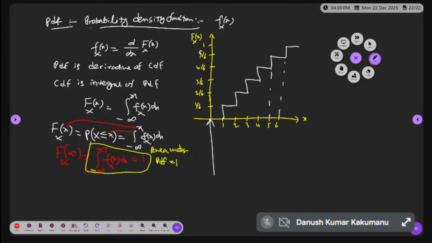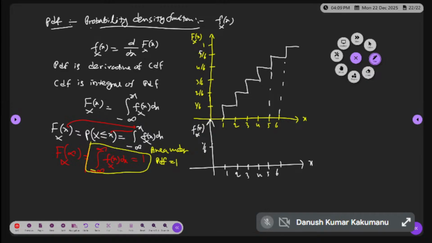Derivative of this graph is what? PDF. Same, 1, 2, 3, 4, 5, 6. See, how many of you have studied unit step? Unit step function, impulse function.